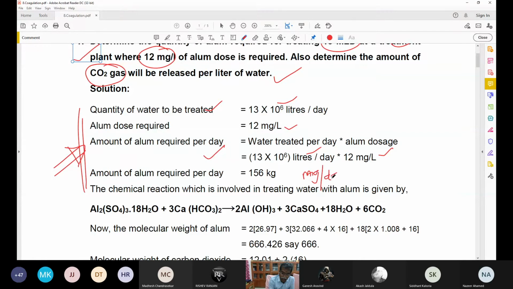Milligram per day. Okay, please write the units along while solving the problems. So liter will go off, you get milligram per day. And you just convert it into kilogram, 156 kilogram. Is it fine?